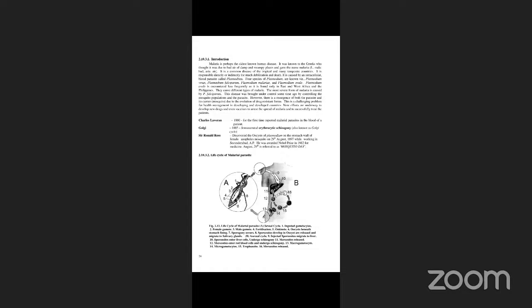For the first time, the malarial parasite in the blood was identified by Charles Laveran and Golgi. He demonstrated erythrocytic schizogony, where they burst the red blood cells. Then Sir Ronald Ross discovered the oocysts of Plasmodium in the stomach wall of the female Anopheles mosquito. While he was working in Secunderabad, he was awarded the Nobel Prize. You can see the Ronald Ross Institute in Begumpet, where he worked. August 29th is referred to as Mosquito Day.